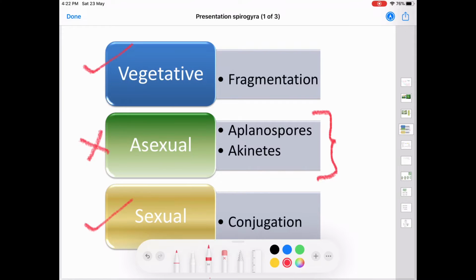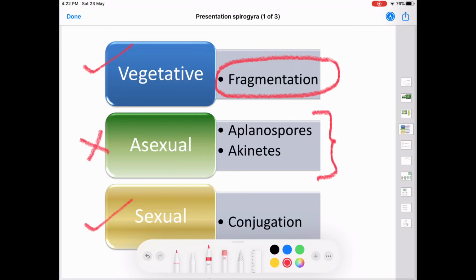Now, the vegetative reproduction. The vegetative reproduction is taking place through the fragmentation, that is, the filaments are broken down into small fragments. And this fragmentation may be due to the mechanical damage or dissolving middle lamella, and each fragment will develop into a new thallus.